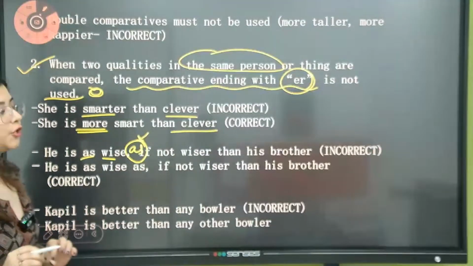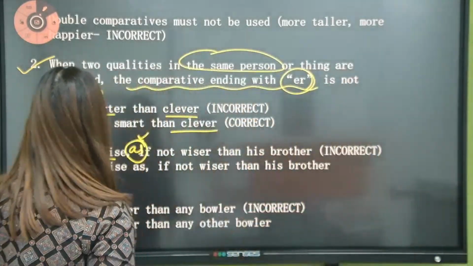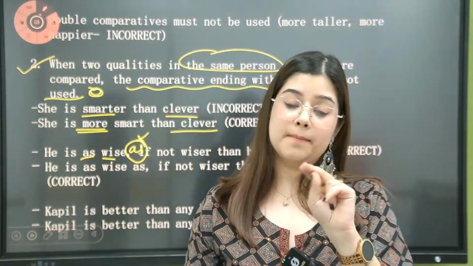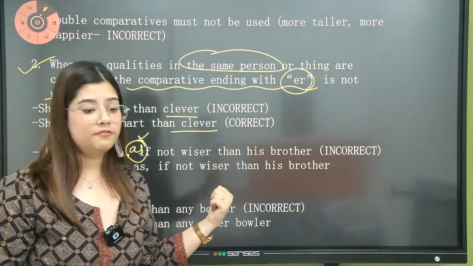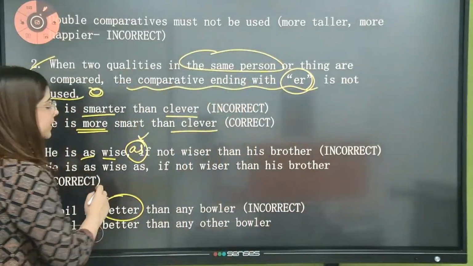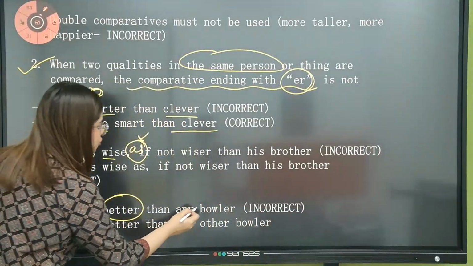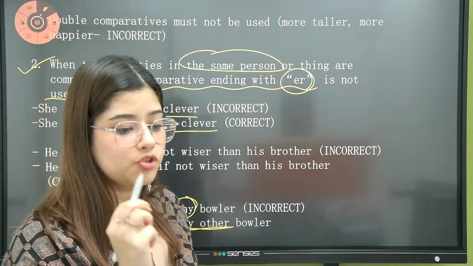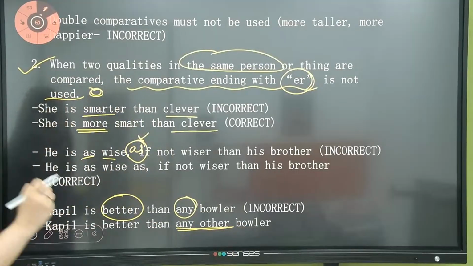Next, if we are using a comparative degree in the form of a superlative degree, what do I mean by that? Kapil is better than any bowler. So here I am not comparing two people. I'm comparing more than two people. But for that, I'm using a comparative degree. Better is a comparative degree. Best is a superlative degree. So whenever we are using a comparative degree as a substitute for a superlative degree, we would not just write any, we would use any other. So Kapil is better than any other bowler.